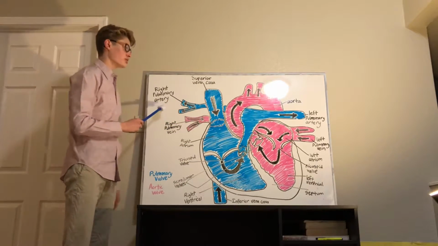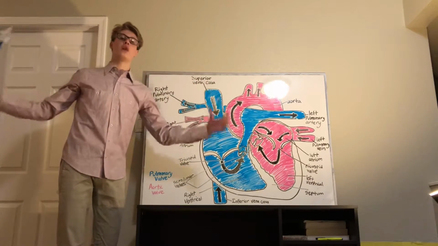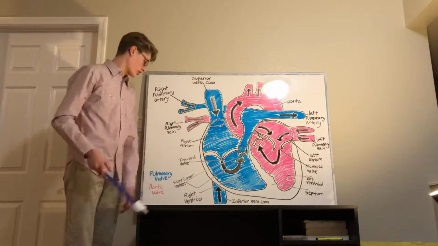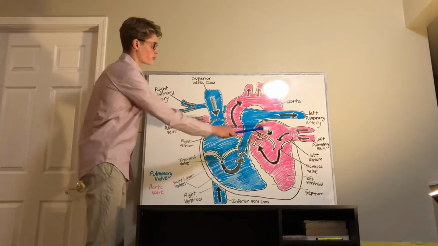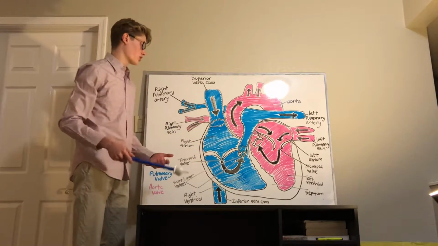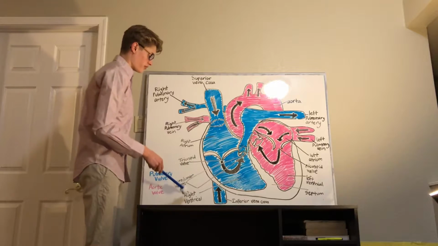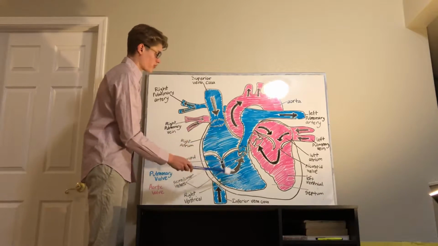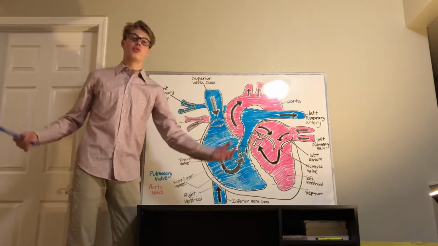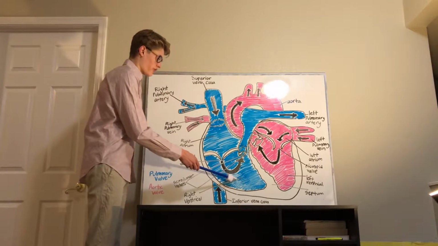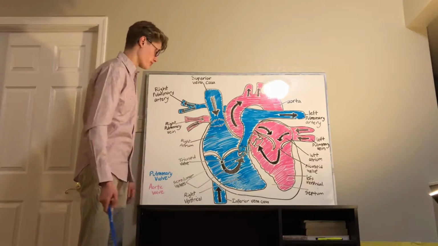Now, the arteries take blood and move it away from the heart, whereas the veins bring the blood back to the heart. The atriums are the upper chambers of the heart that receive the blood. That's where the blood initially pools. And the ventricles are what takes the blood from the atrium and then moves it throughout the rest of the body, the rest of the heart, I mean. The ventricles are the lower chambers of the heart.